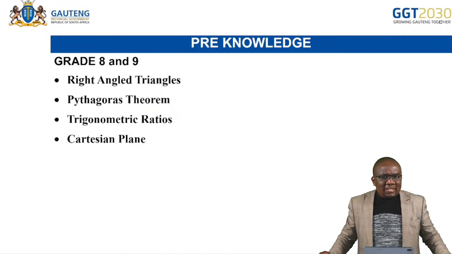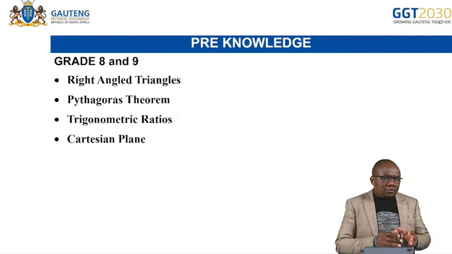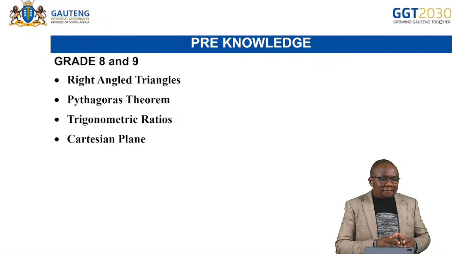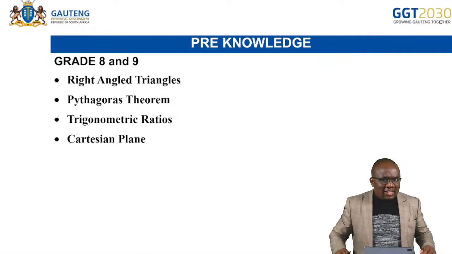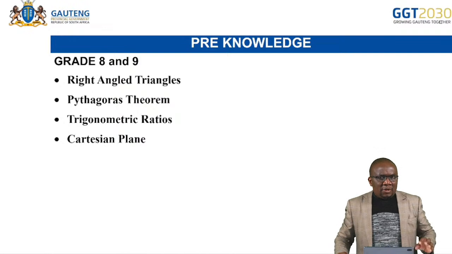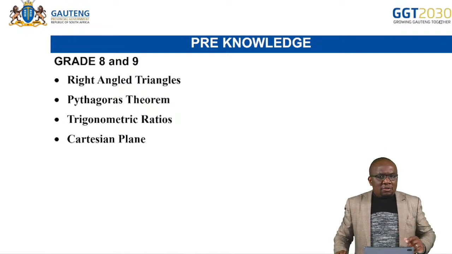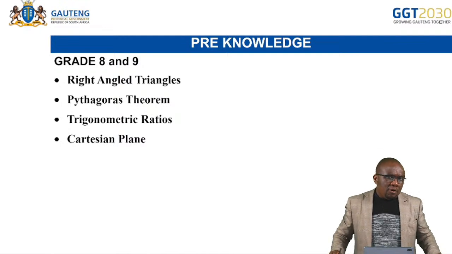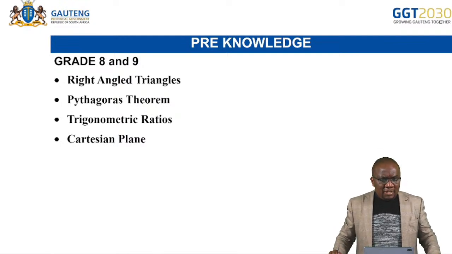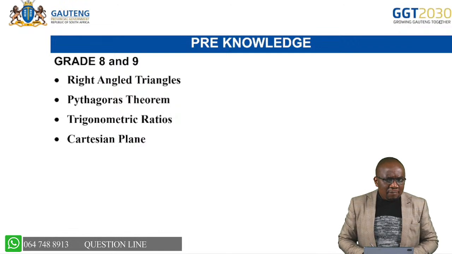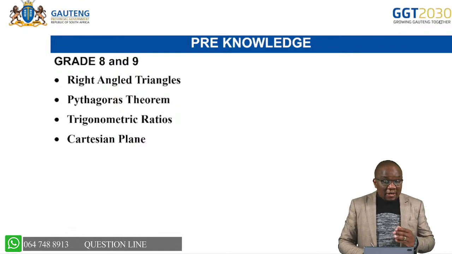We know that when we have a reference angle, we're going to have a side opposite that angle. We're going to have a side adjacent to that angle. And then we're going to have a side called the hypotenuse, which is opposite the 90-degree angle. And then we can use the Pythagoras theorem. Do you remember that? We're going to use it today.